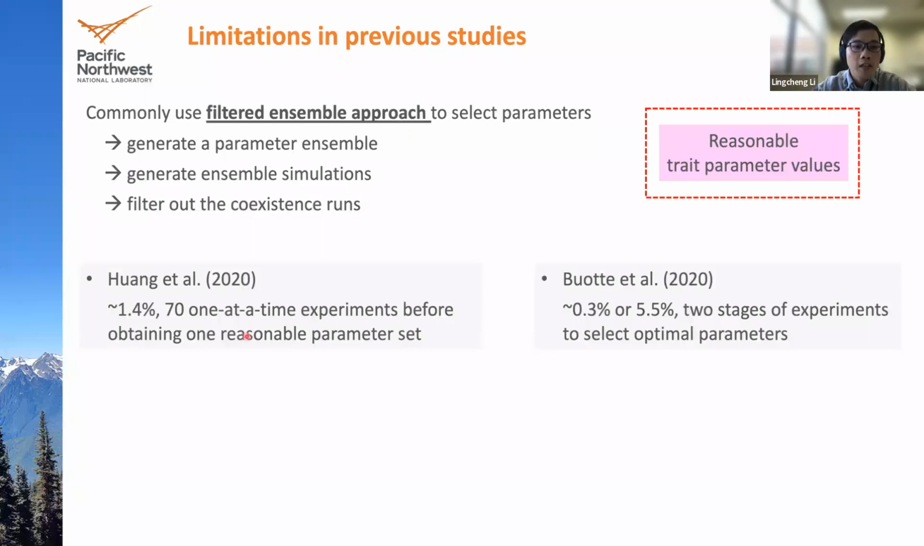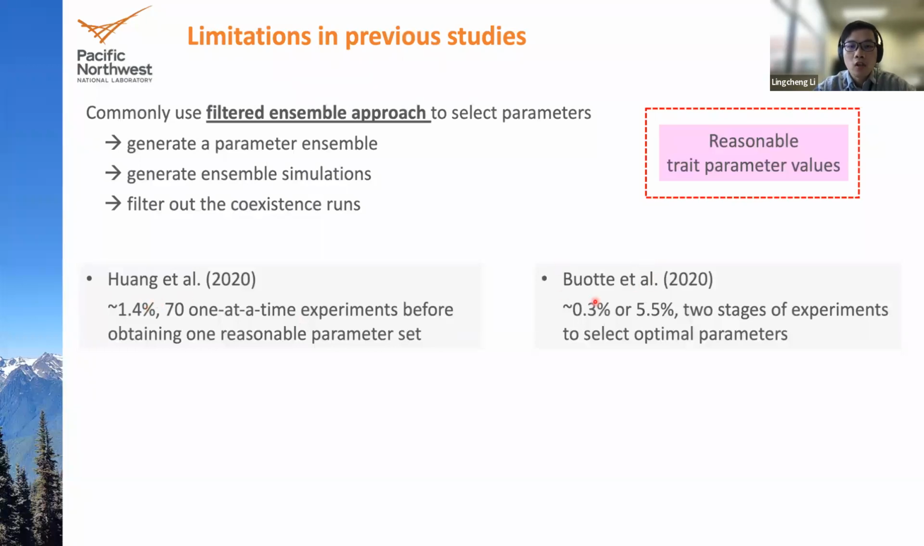But for example, in Huang's study in 2020, they conducted this approach with 70 one-at-a-time runs, but they only got one reasonable parameter set. So it's about 1 in 70, about 1.4% of the experiments can coexist.